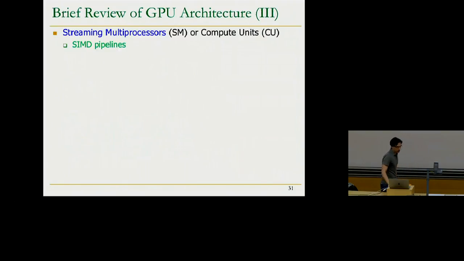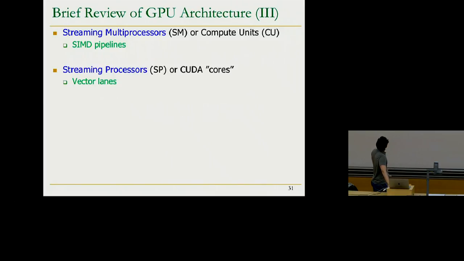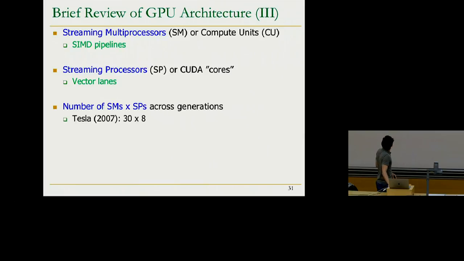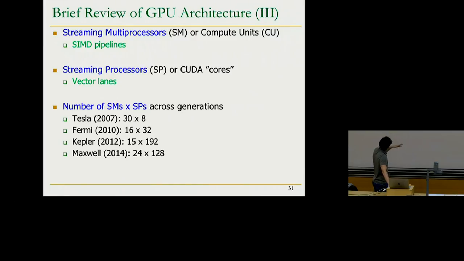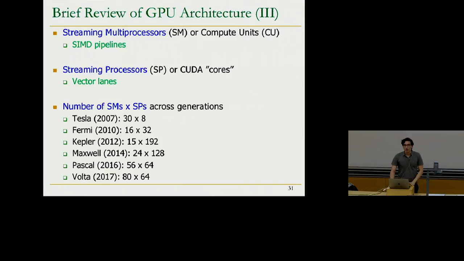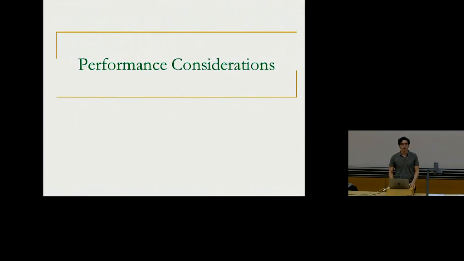So just to recall everything: streaming multiprocessors, or compute units as they are called in AMD architectures, are our SIMD pipelines. The streaming processors, or CUDA cores, are the vector lanes. And you can see here how these 2 numbers have changed across the generations. Let's have our break, 15 minutes. And after that, we will continue with the performance considerations.